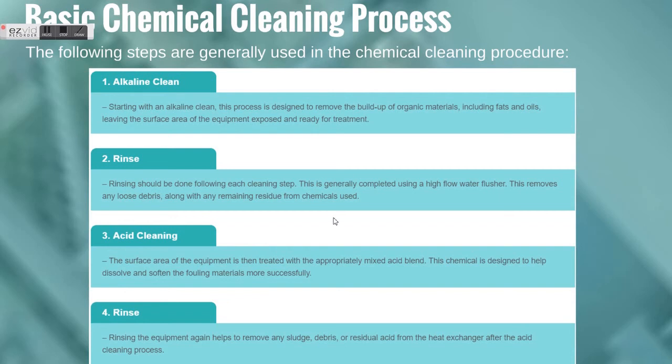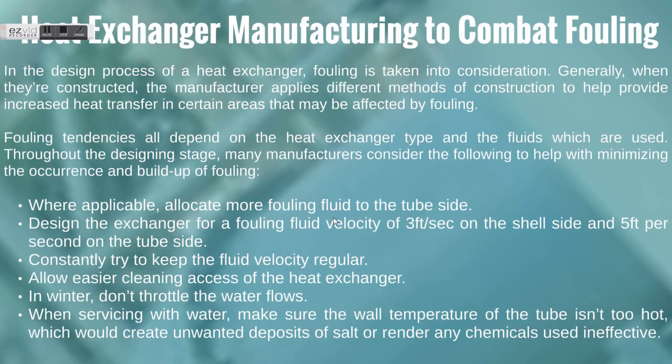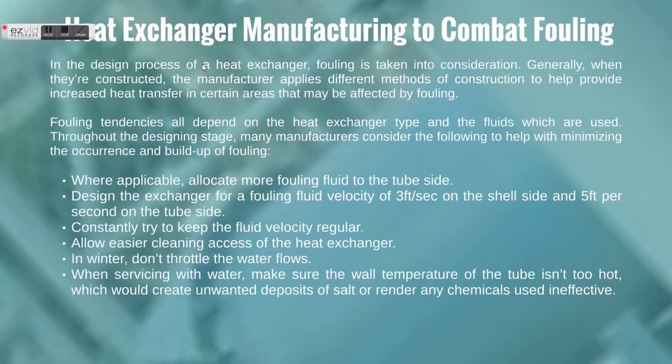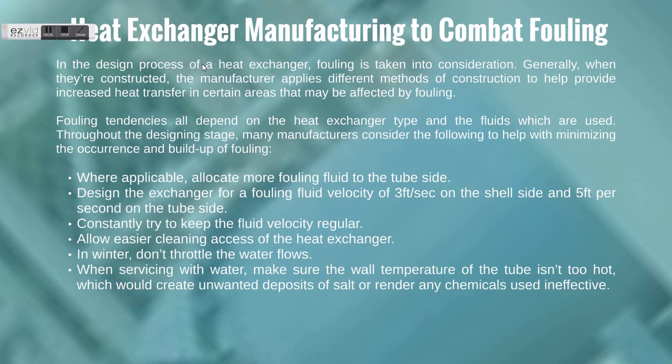Basic chemical cleaning process. The following steps are generally used in the chemical cleaning procedure. 1. Alkaline clean to remove the buildup of organic materials. 2. Rinse. This is generally completed using a high-flow water flush. This removes any loose debris, along with any remaining residue from chemicals used. 3. Acid cleaning. This is designed to help dissolve and soften the fouling materials more successfully. 4. And rinse.